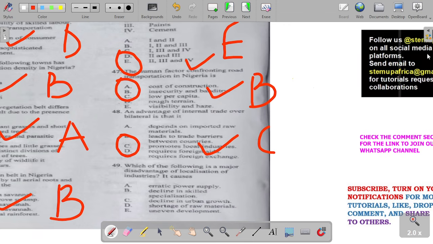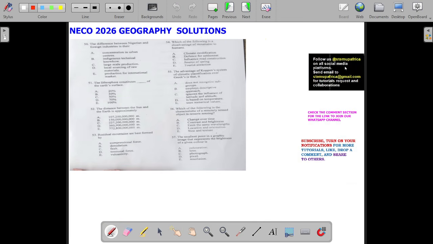Number 49. Which of the following is a major disadvantage of localization of industry? It causes erratic power. No. Decline in skill specialization. No. Decline in urban growth. No. Shortage of raw material, uneven development. Of course, some areas will be developed while others lag behind. Go to 50.